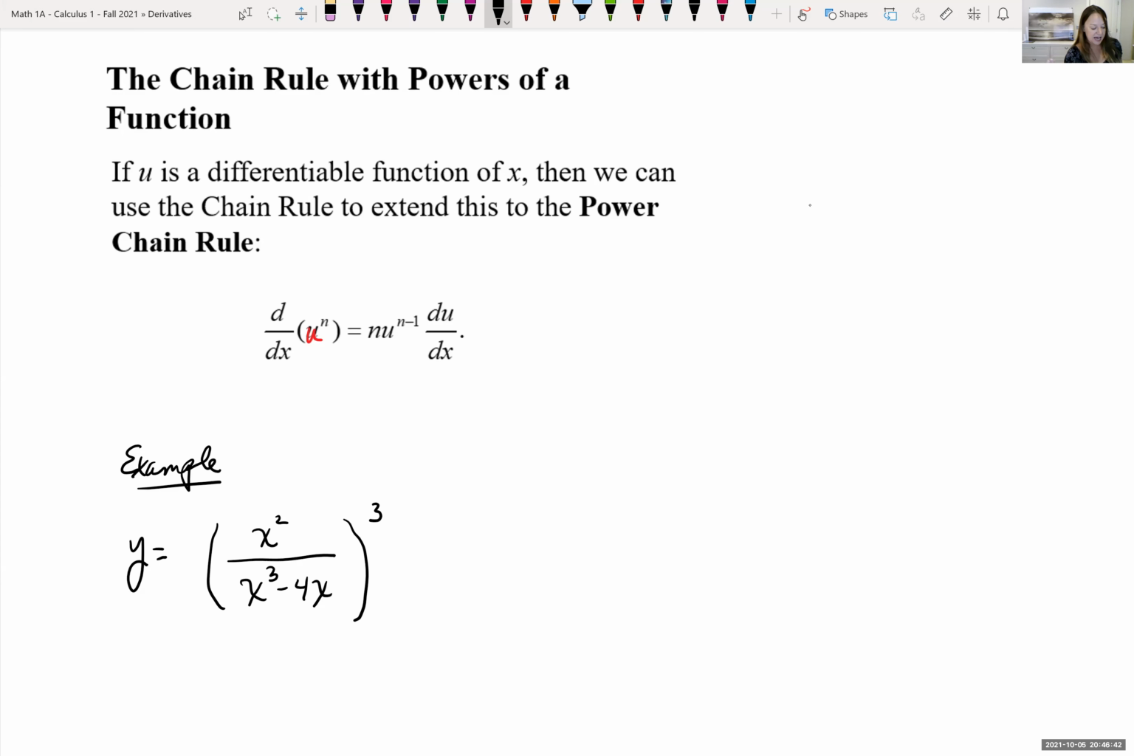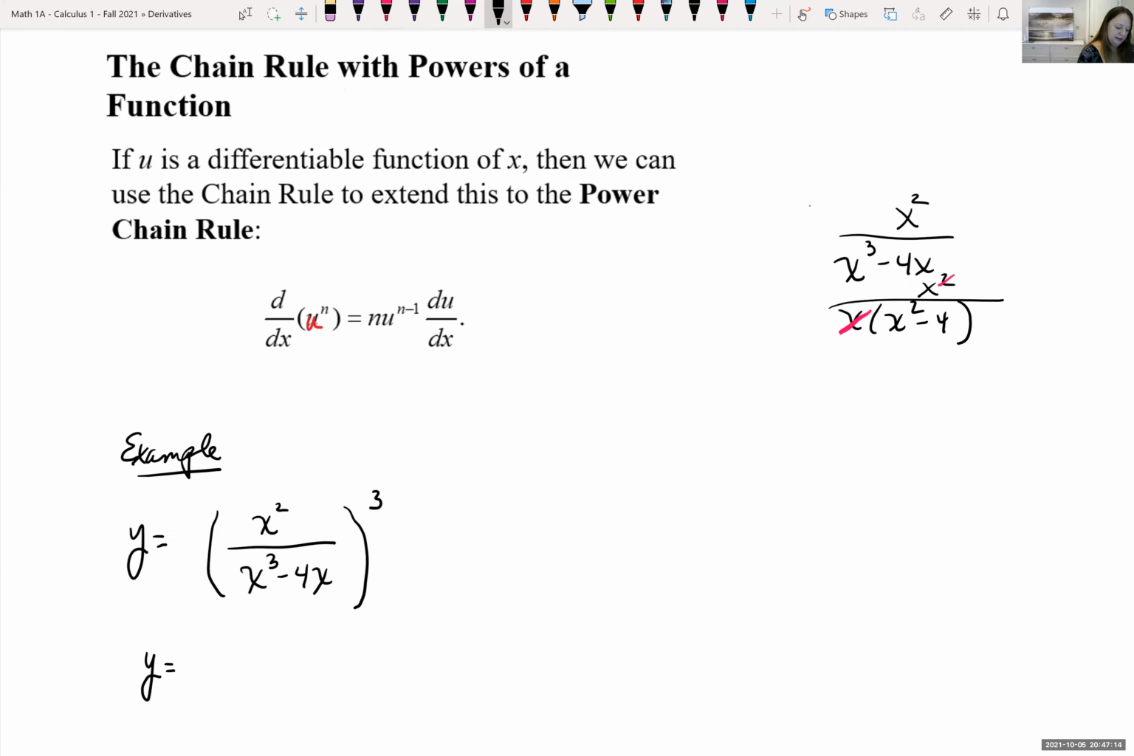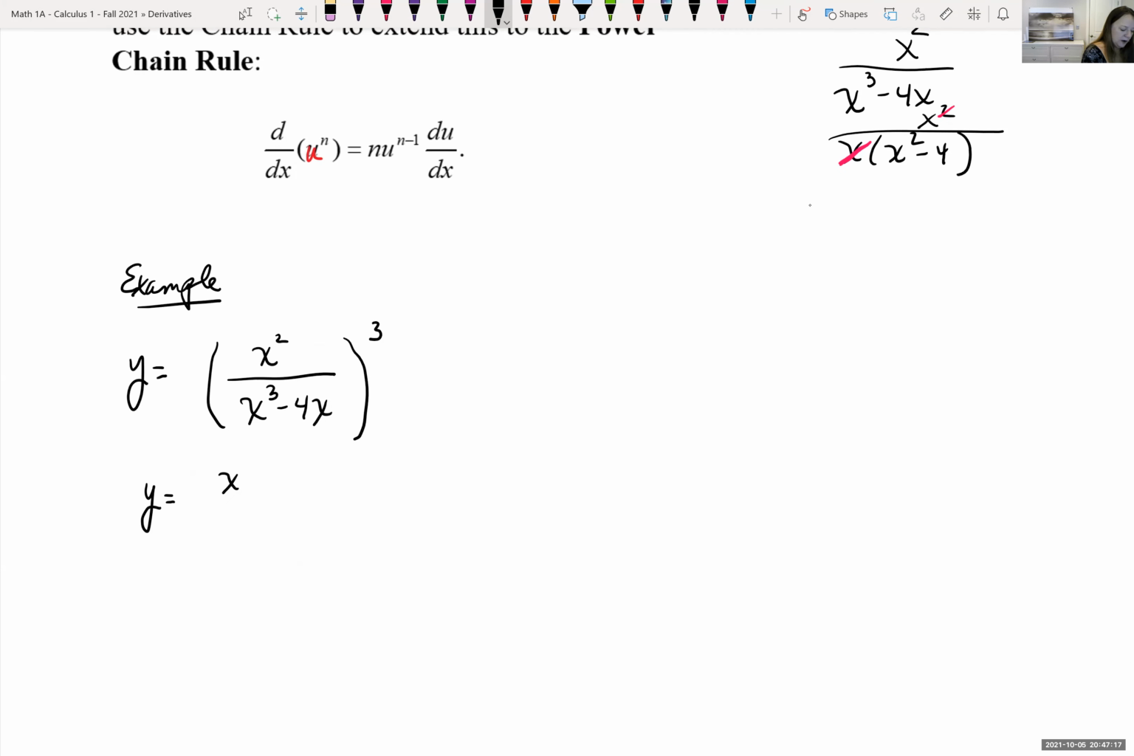I also notice that we have a factor of x in common in the numerator and denominator. So technically, from this x cubed minus 4x, we could pull out a single x, giving us x squared minus 4. And so when we have x squared over this, one of our x's on top is going to cancel with the one on the bottom. So let's rewrite this as a single x in the numerator, all over x squared minus 4 in the denominator, and this quantity cubed.